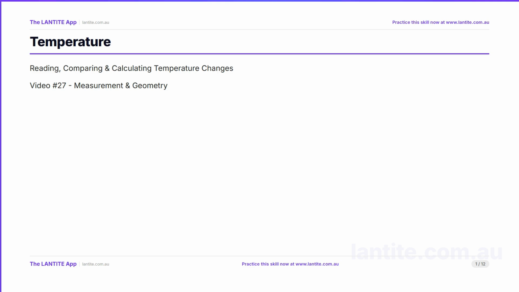Welcome to this lesson on temperature. Temperature questions on the LANTITE often involve reading thermometers, calculating changes over time, finding differences between two temperatures, and working with negative numbers. These questions are usually set in real-world contexts like weather forecasts, science experiments, or cooking. Let's build your confidence with all of these skills.